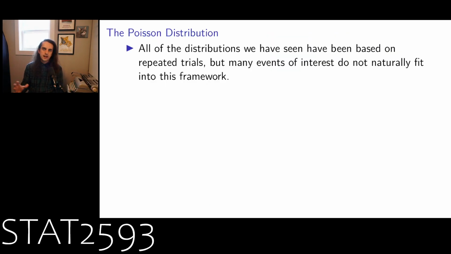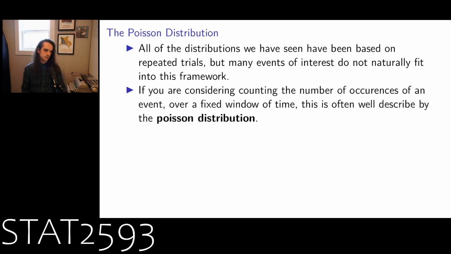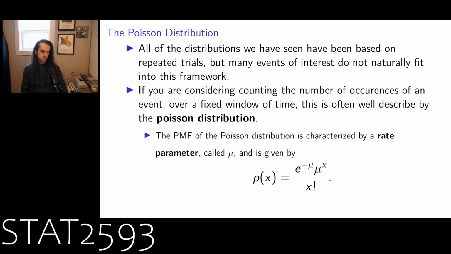As I was just mentioning, because oftentimes in the real world we don't have these repeated trials frameworks, we need other types of distributions. Anytime that we're counting the number of occurrences of an event over a fixed window of time, or perhaps a fixed window of space, so if you're producing rope and you want to know the number of defects in a certain length of the rope, or you're looking at the distribution of particles in a solution, all of these things where you're counting the occurrences of something over a window of time or space, that's going to follow a Poisson distribution.